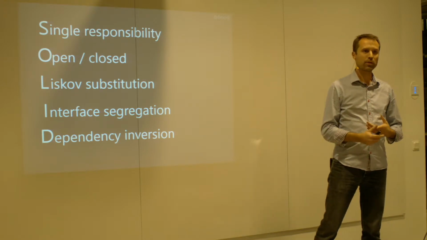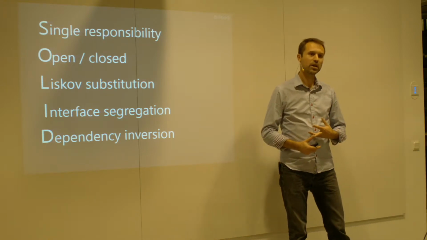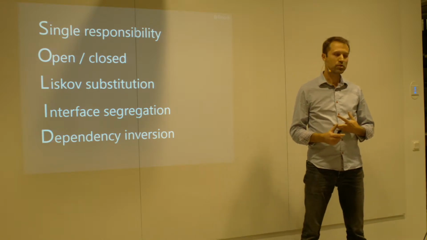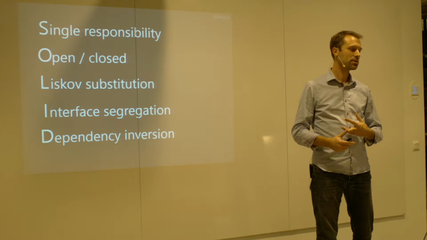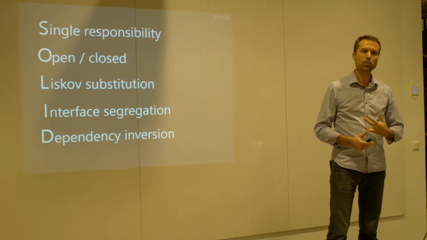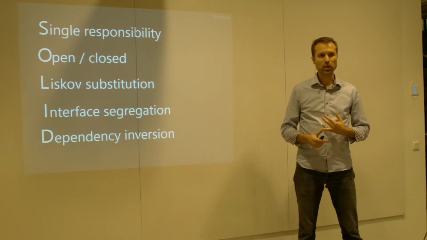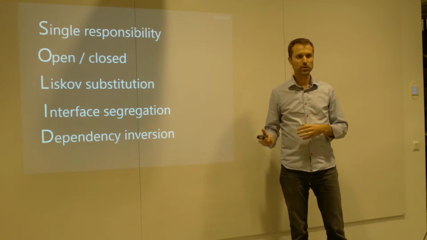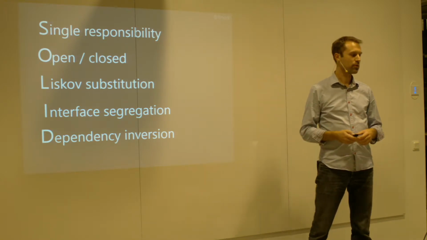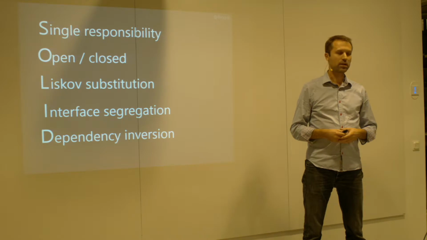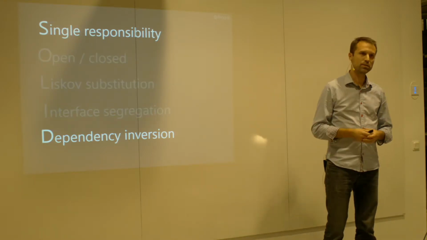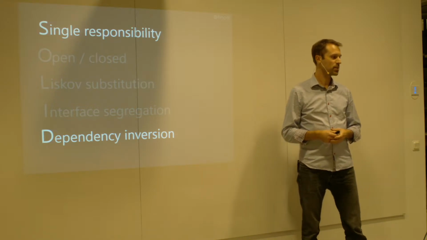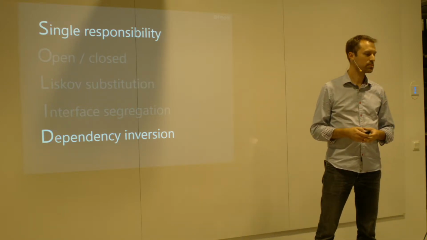It should be open for extension but closed for modification. It should be able to be substituted for any subtype that you create from it. You should lean towards having a higher number of small specialized interfaces rather than a fewer number of more generic interfaces, and that you should lean on abstractions rather than concretions. I will look briefly into two of them, the single responsibility and the dependency inversion principles.